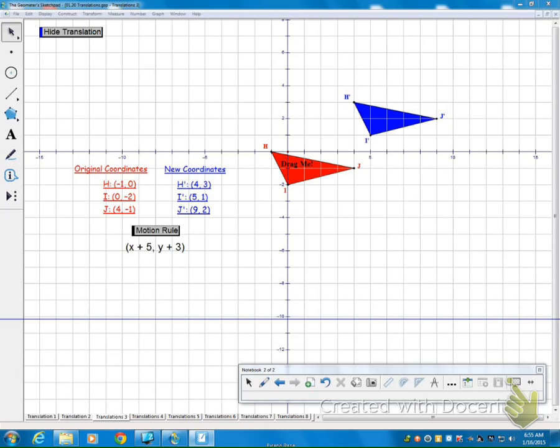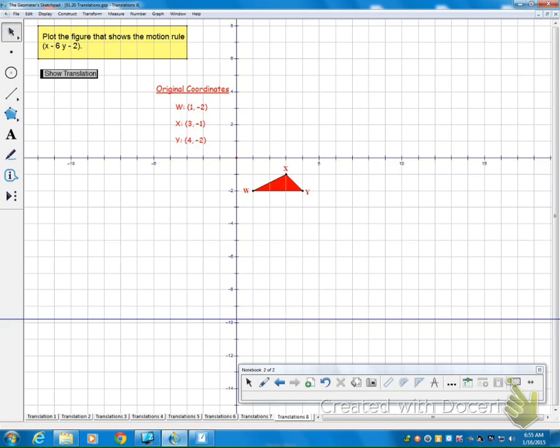So let's take a look at a translation where we just have a motion rule, like this one here. I have a triangle, and it's telling me up top that my motion rule is x minus 6, y minus 2. So for example, if I wanted to look at point W, excuse my handwriting here, I want to take 1 minus 6. Well, 1 minus 6 is going to be -5. And if I take my y minus 2, well, I'm at -2, and -2 minus 2 is going to be -4. So I can go ahead and I can start to make those predictions about where this is going to go before we even see the translation. So let's look at the translation and see how it compares.